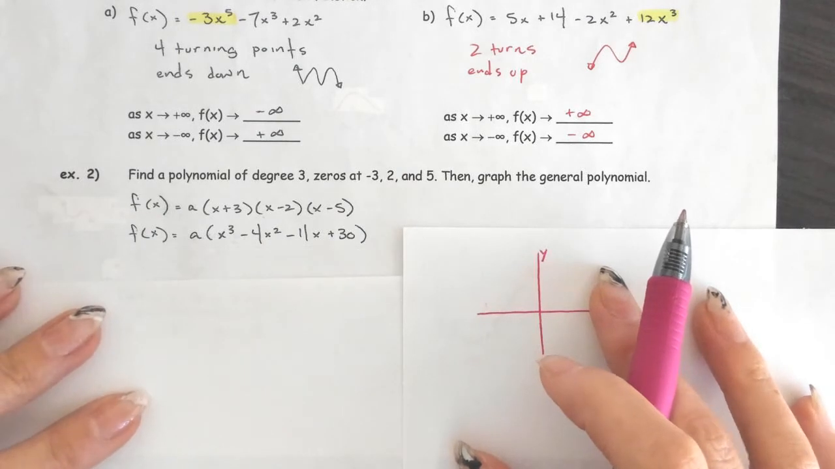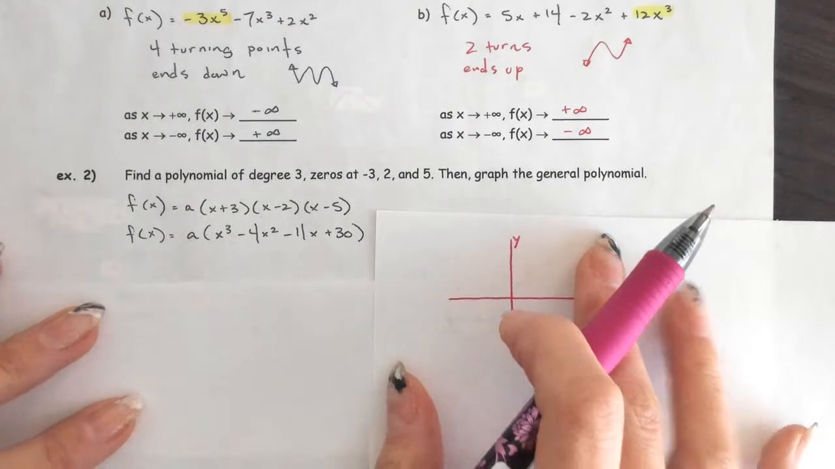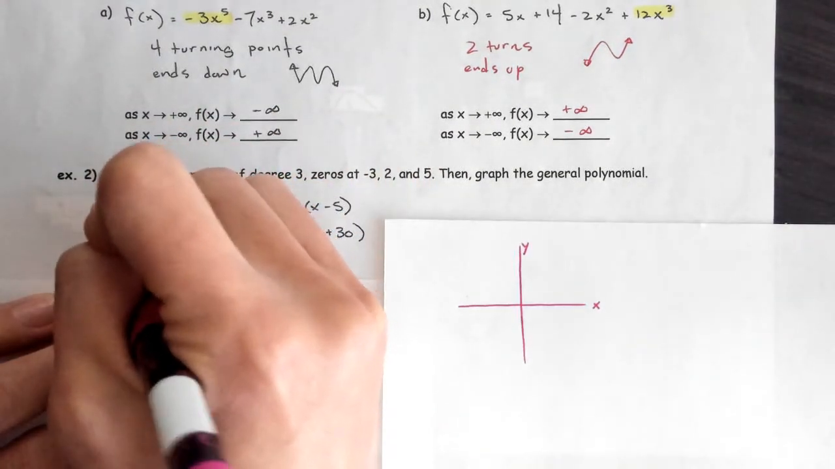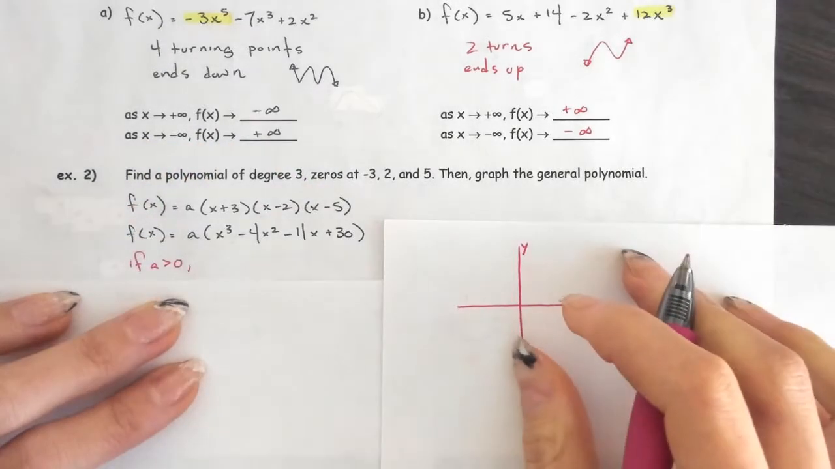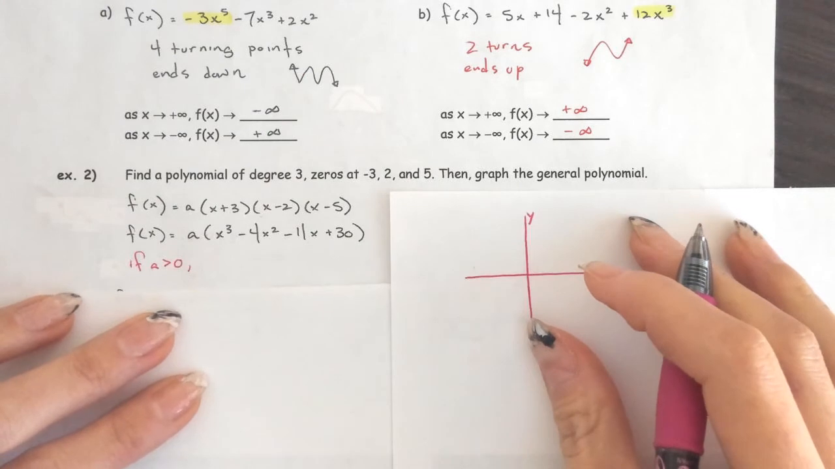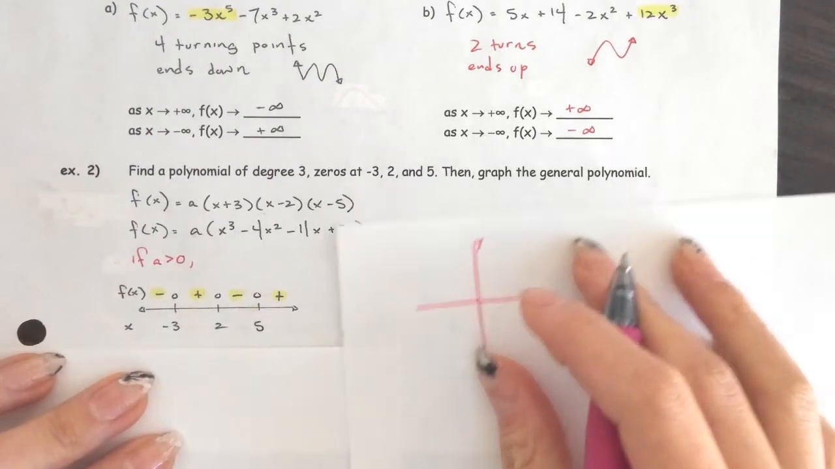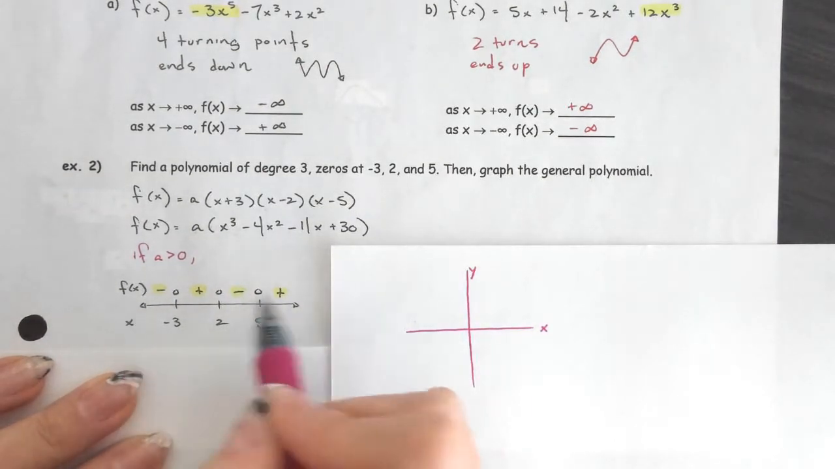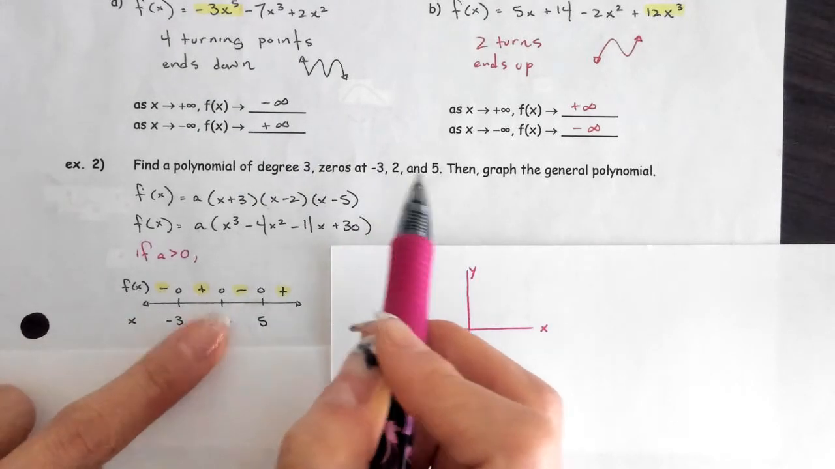And then you go ahead and graph it, and you say if a is positive. So I'll say if a is greater than 0, all of this is true. So what I can do is draw myself a little tiny x-axis, and this is a number line. So I start with -3, and then I have my 2, and then I have my 5.